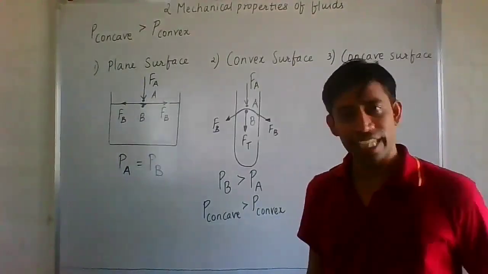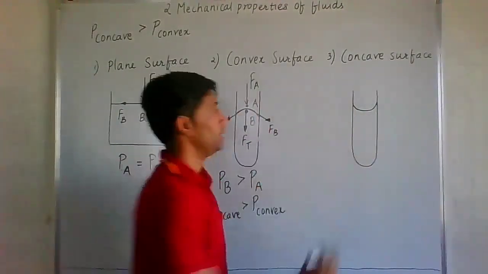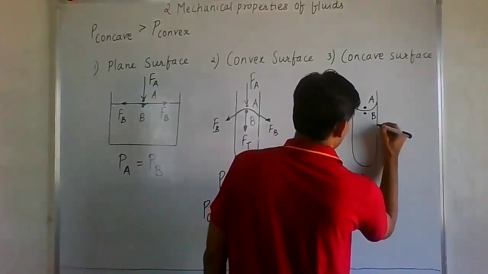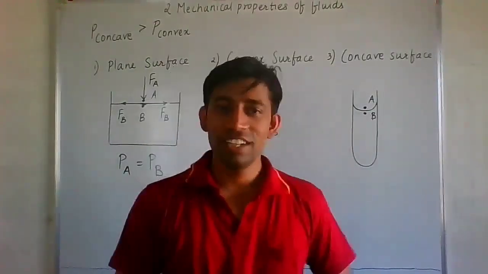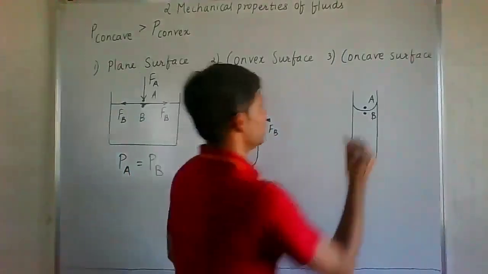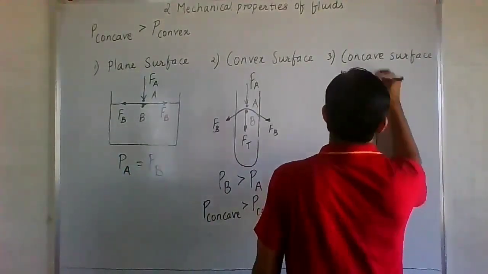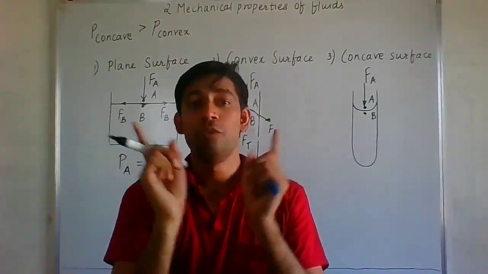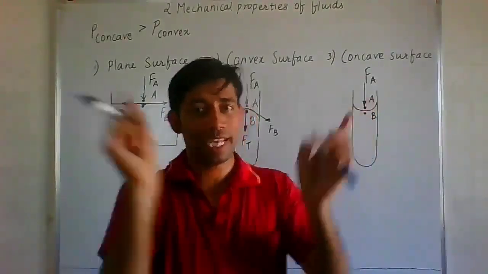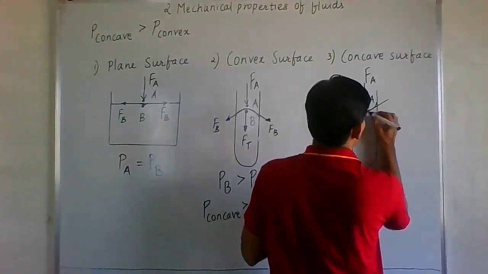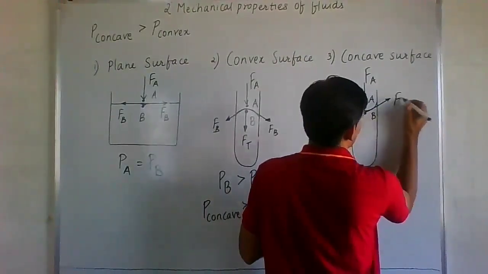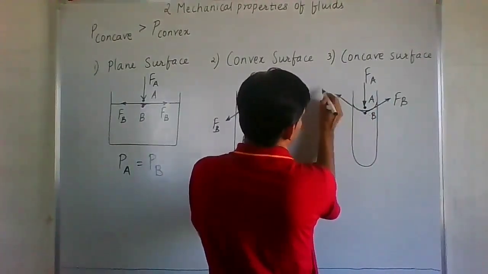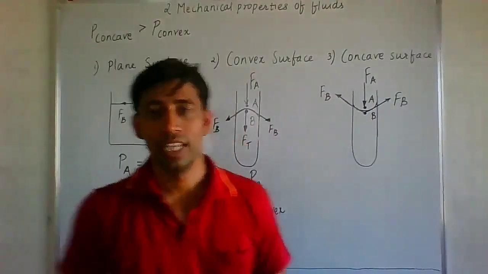Let's move on to the third case. Here again, in the same way, I will be taking 2 points. Point A, here is point B. Clear? Again at A, the forces will be due to atmospheric pressure, so I will write over here FA. This time the meniscus is going up, so the forces on B are acting in the upward direction. I will show it that way. This is the force which is going in this way, and this is the force which is going this way. Have you understood?